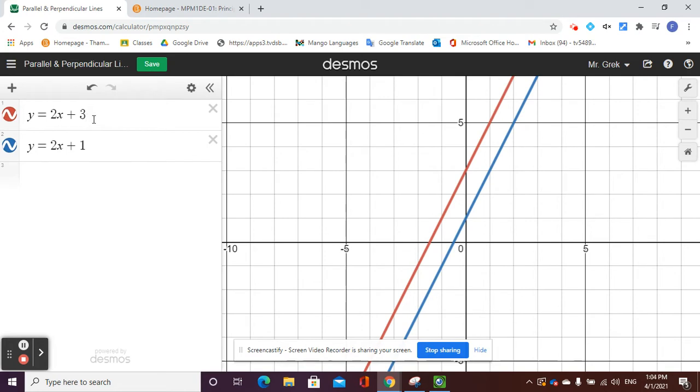And you notice that parallel lines have identical slope, so m is the same in both of these lines, but they are going to have different y-intercepts. So these lines have different starting points. The blue line has a y-intercept of 1, and the red line has a y-intercept of 3.